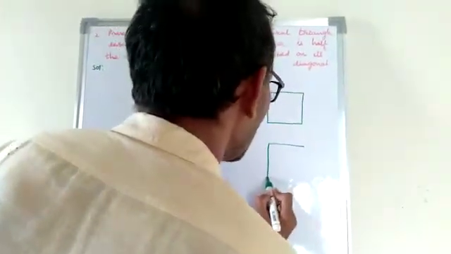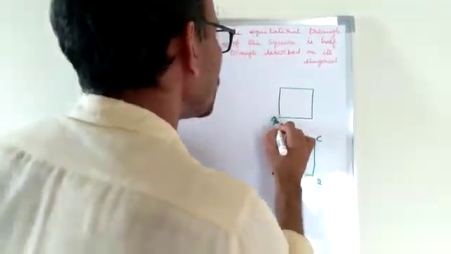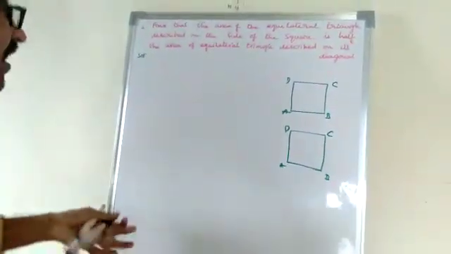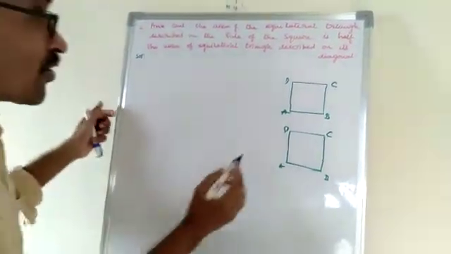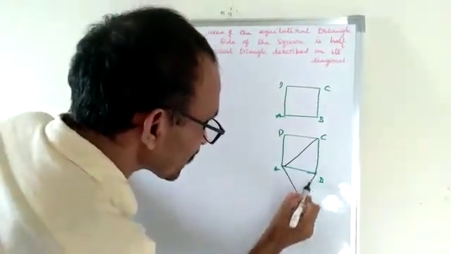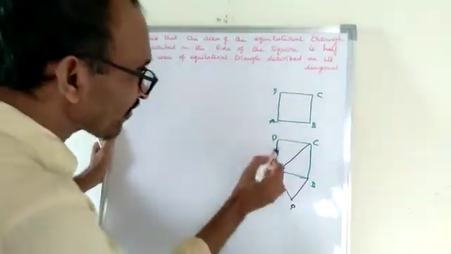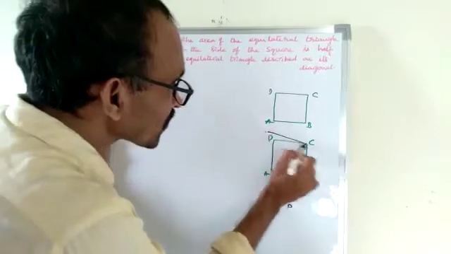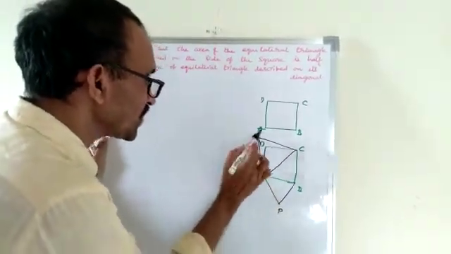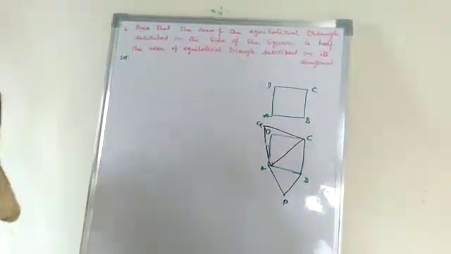I draw this, ABCD. Okay, this is the square. Suppose this is the diagonal. This is an equilateral triangle, some P. Another equilateral triangle on AC, so this is Q, suppose. So what do we have to prove?